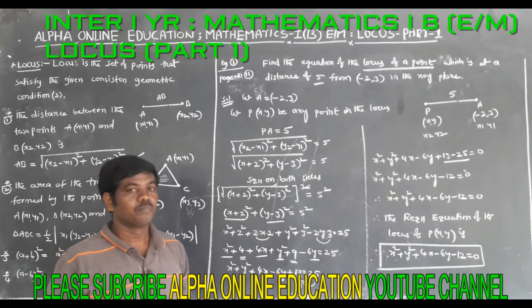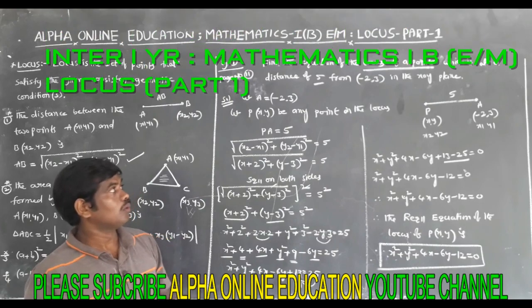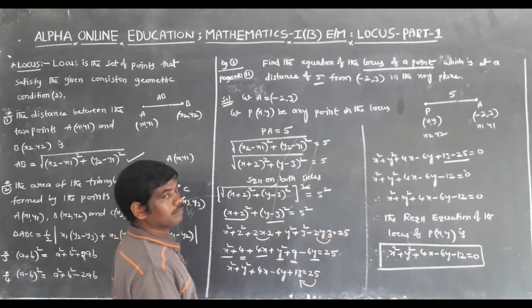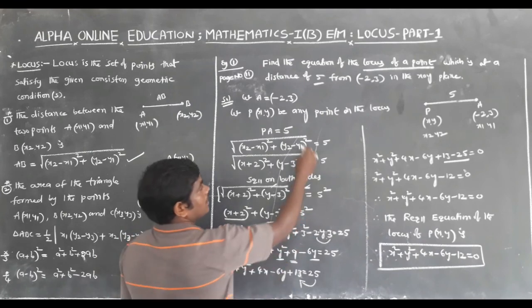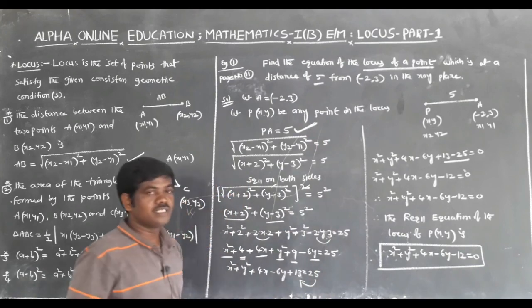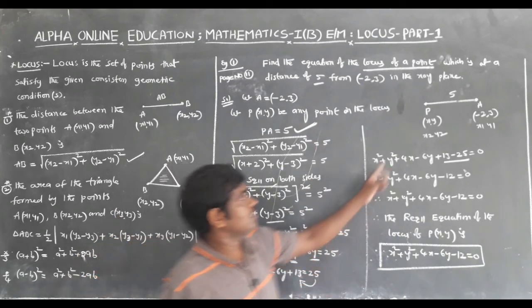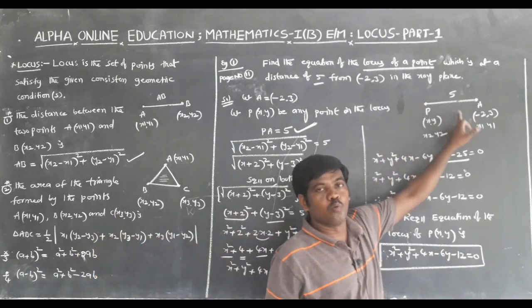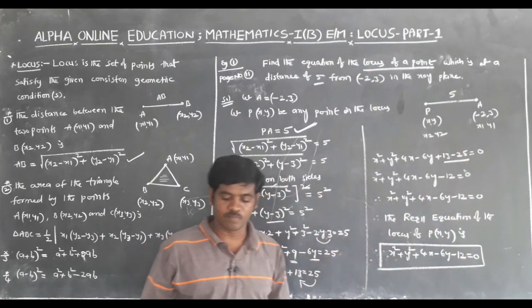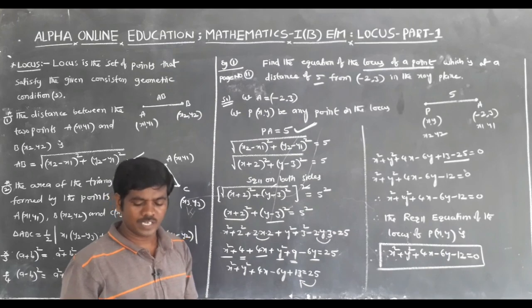This is the process for finding the locus of a point. Look carefully: the given geometric condition PA equal to 5 means the distance between the two points is equal to 5.